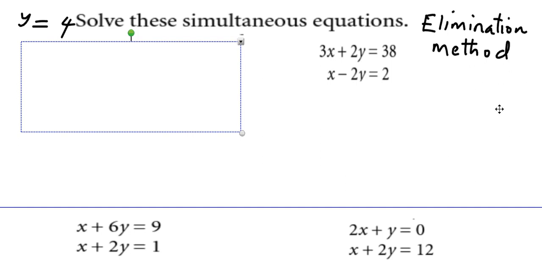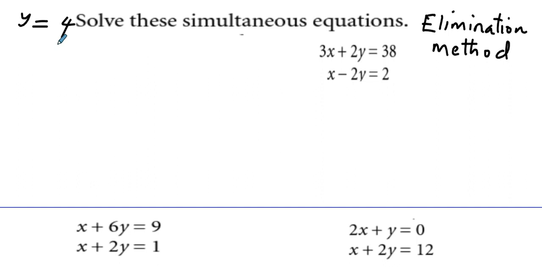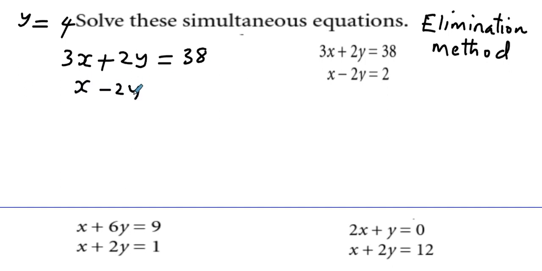Unblock the question. The question is 3x plus 2y equals 38, x minus 2y equals 2. Okay, now we are going to remove y. Now to remove y, you have to check the numbers on y. Are they the same? If the numbers on y are not the same, we make them the same. So here the numbers on y are the same. So we are good to go in step number 2, which is to remove letter y.